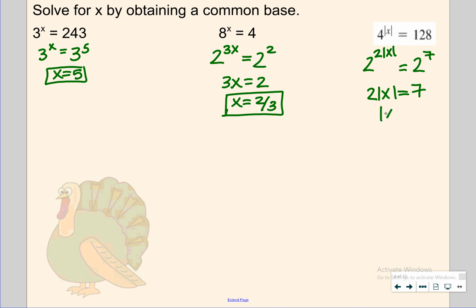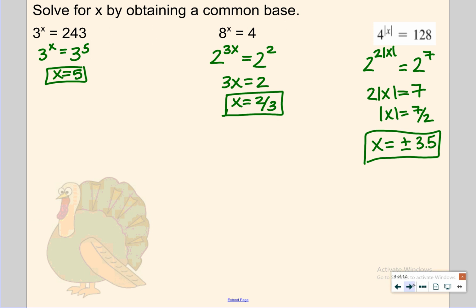Divide by 2, get the absolute value alone. So 7/2, or you could say 3.5. And then how many answers is this going to have? What are my 2 answers? Plus and minus, either 7/2 or 3.5. Questions there? Common base.